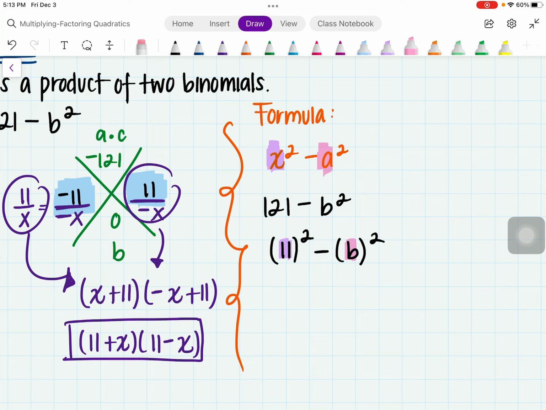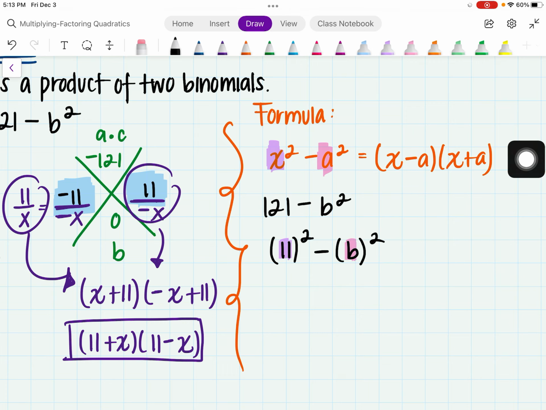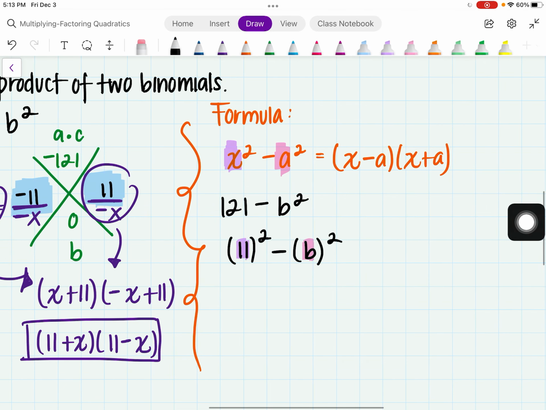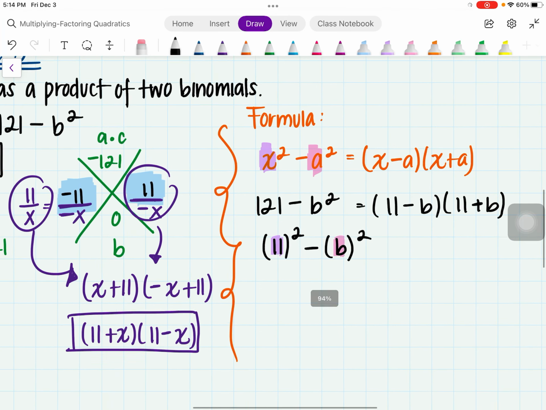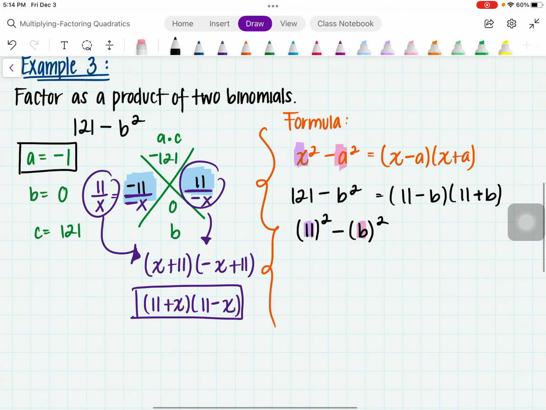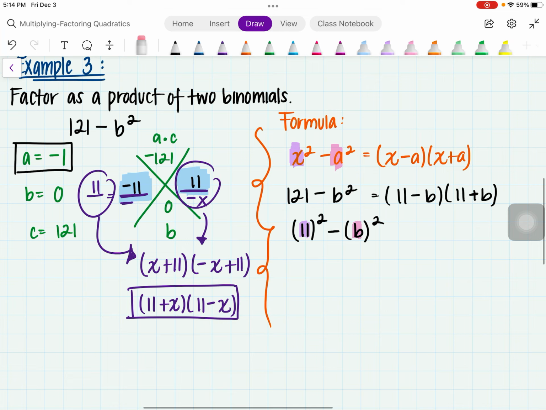So how the formula goes in this case is that you will have an expression that is x minus an a times x plus an a, or the other way around. So in this case, what this is telling me is that I could write this, since this is x and this is a, as 11 minus b times 11 plus b. And I just noticed I did x on this side. I actually changed that.